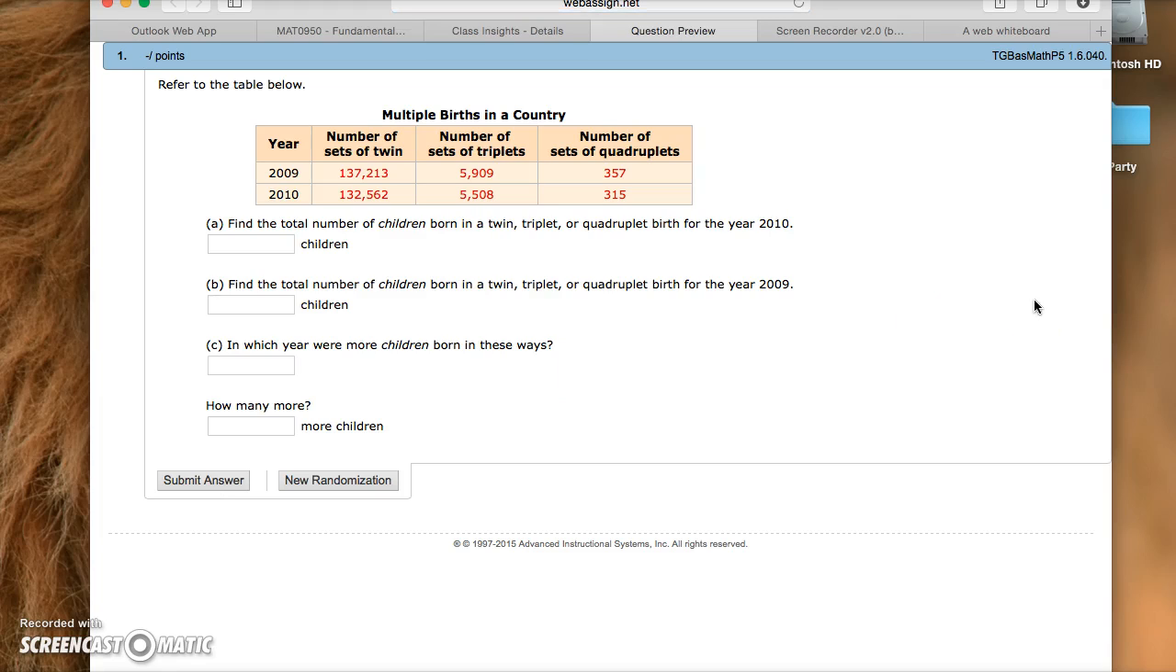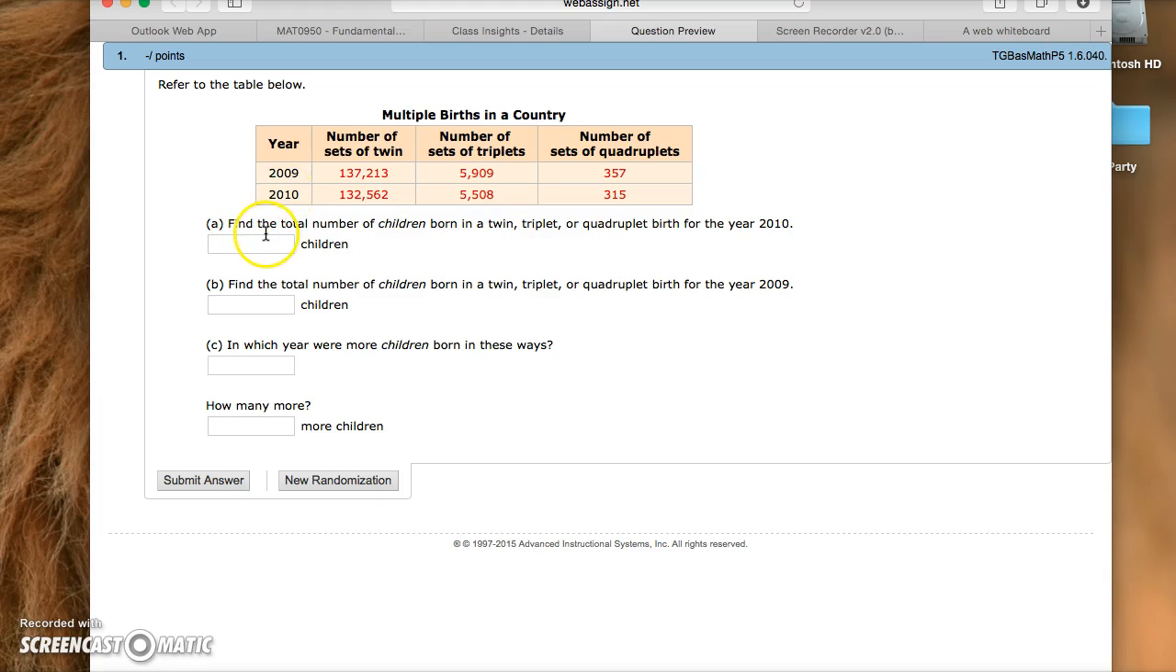Okay, so in this problem we are supposed to refer to the given table. Let's study the table a little bit and understand what we can find in each row, that's running horizontally, left to right, and each column, that's running vertically, up and down. In our very first column is two different years, 2009 and 2010. As we move to the right, we see a total number of sets of twins born in that year. Next column is the total number of sets of triplets. Next column is the total number of sets of quadruplets. So more or less our table is telling us how many sets of twins, triplets, and quadruplets were born in the 2 years 2009 and 2010.